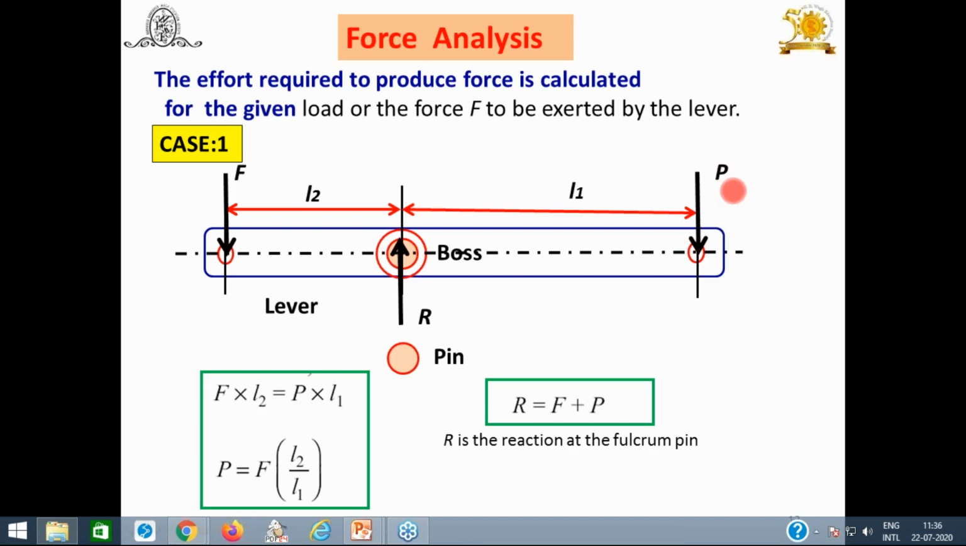Why am I saying force P? Because in a problem, the force required to actuate that system may be given. If F is given, you can easily find out P. That means how much effort is required to produce that force, we have to calculate by using this force analysis. For that purpose, taking the moment of forces and the summation of vertical forces, that means applied mechanics fundamentals, you have to use them and find out P, and L1 and L2 we have to decide.